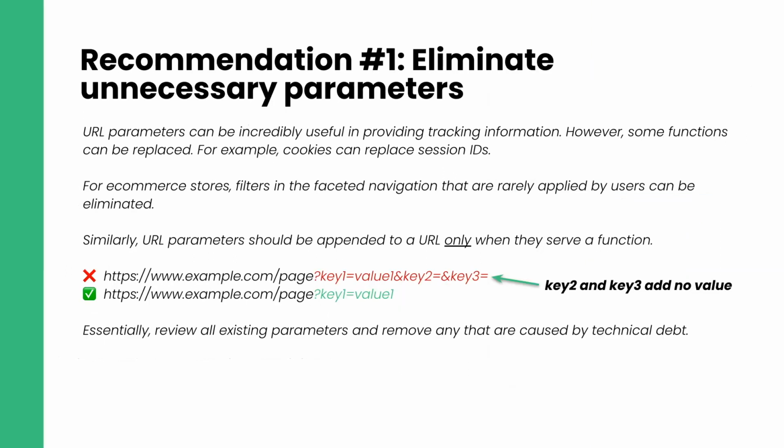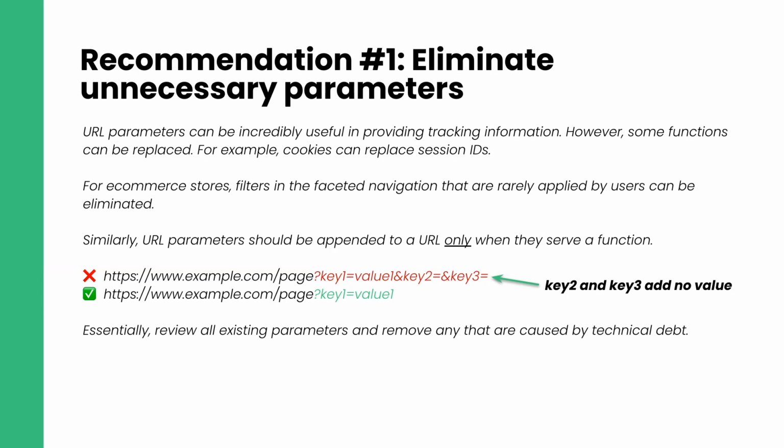So recommendation number 1. Now that we've discovered our website has URL parameters, what should we do? Well, we can eliminate unnecessary ones. And that's because URL parameters can be incredibly useful in providing tracking information. However, some functions are defunct. For example, session IDs. These can easily be implemented through cookies. And for e-commerce stores, filters in the faceted navigation that are rarely applied by users can, again, be eliminated. So essentially, you want to remove all instances where there is minimal usage and that causes technical debt.